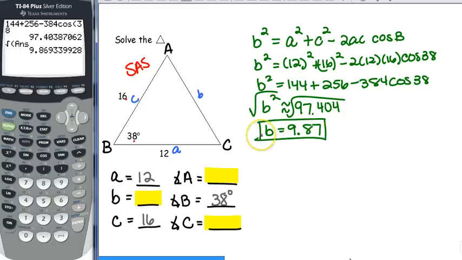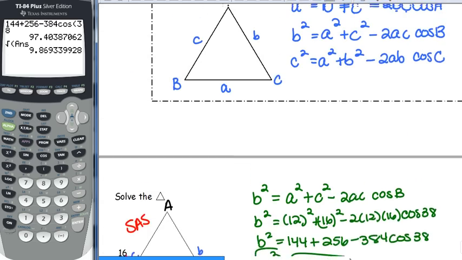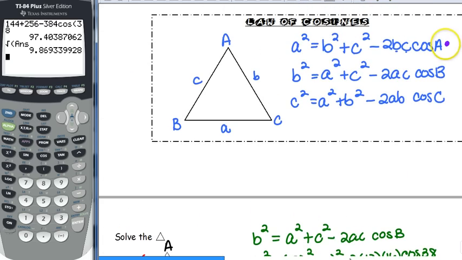Sometimes you round to the nearest tenth, sometimes you round to the nearest hundredth, so just pay attention to your directions. So we got B is 9.87. That's 1 piece down, 2 pieces to go. Let's solve for A because A comes before C. If I want to solve for angle A, when I look back at my 3 variations, the only equation that has angle A in it is the first one. So we want to use that one. That's the only one that we can use.